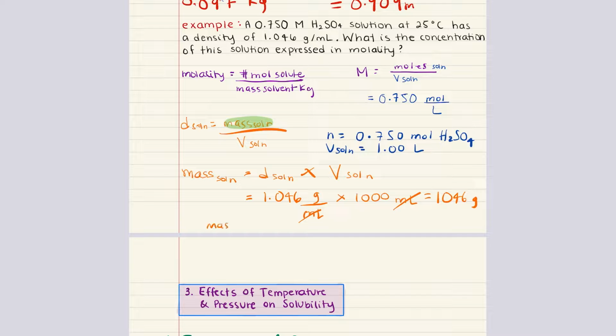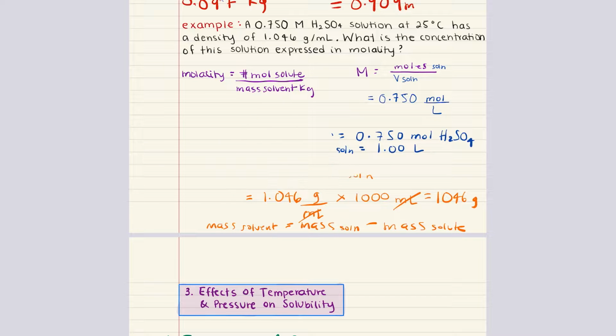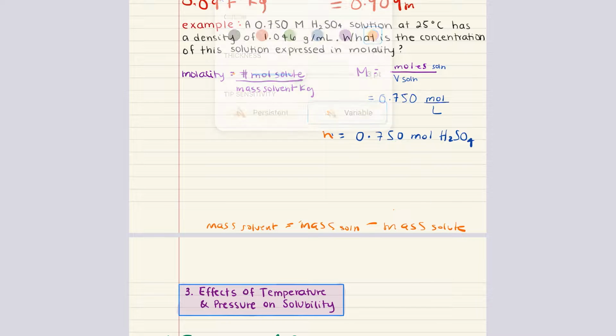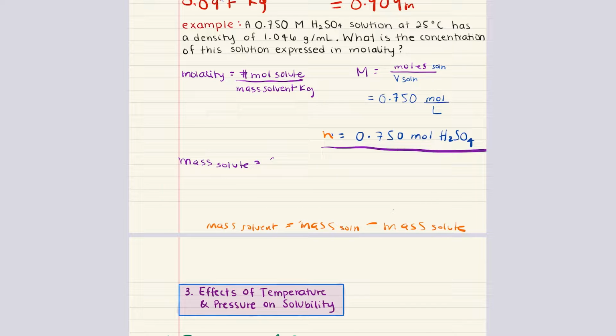Mass of our solvent is going to be equal to the mass of the solution subtracted from the mass of the solute. Okay, but we don't have the mass of the solute. That's okay. We have enough information to calculate it. We know the number of moles of our solute, 0.750 moles of sulfuric acid. We can convert this to mass of solute using molar mass.